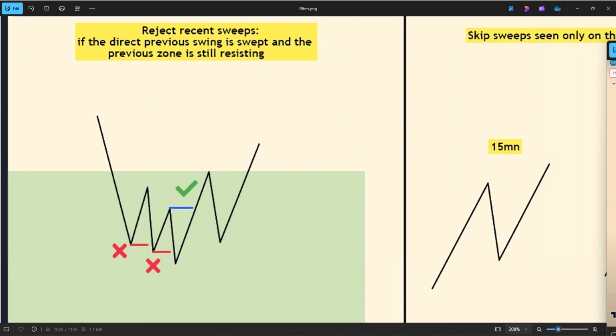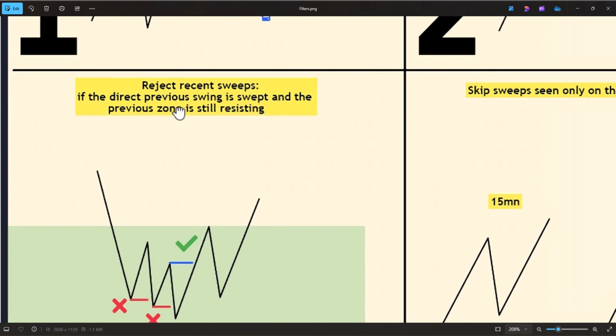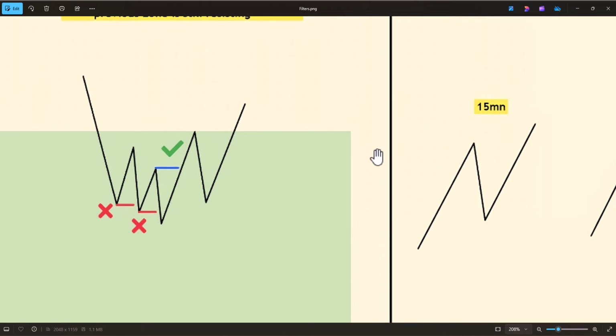So that's a difference, and you can see it from my NQ market reviews. You can see the difference between the two examples, right? So that's the third filter.